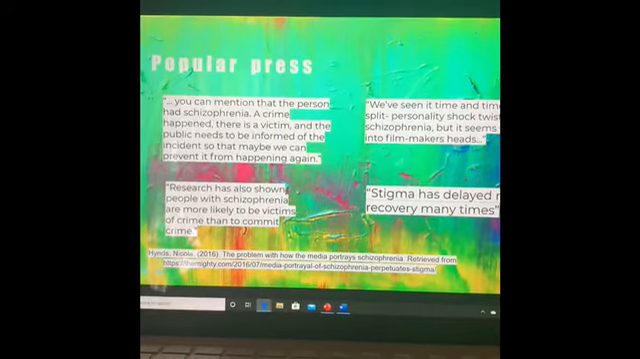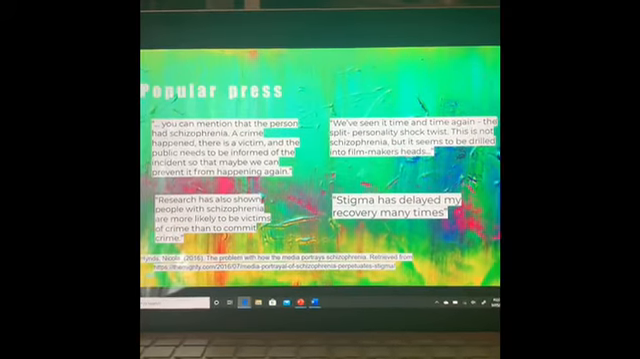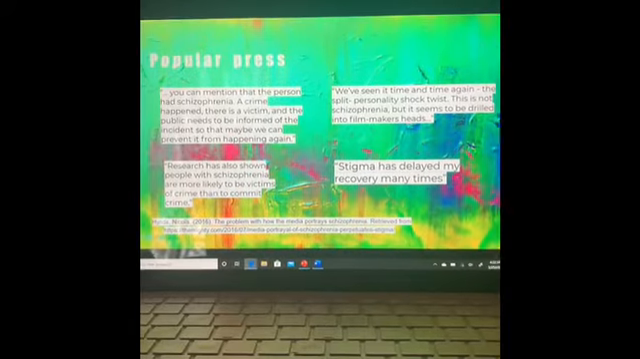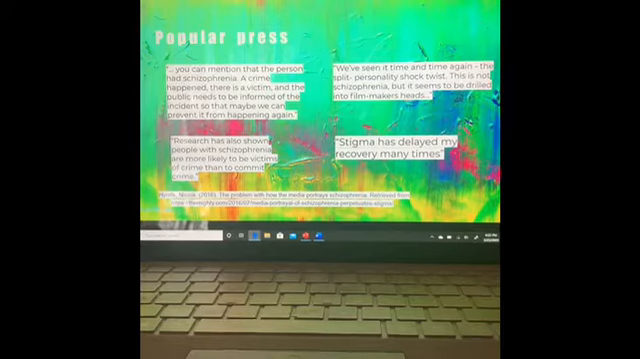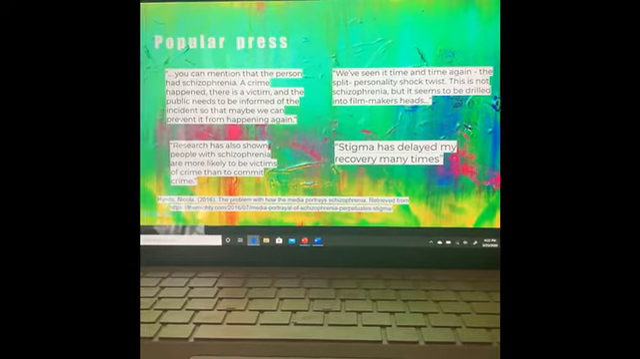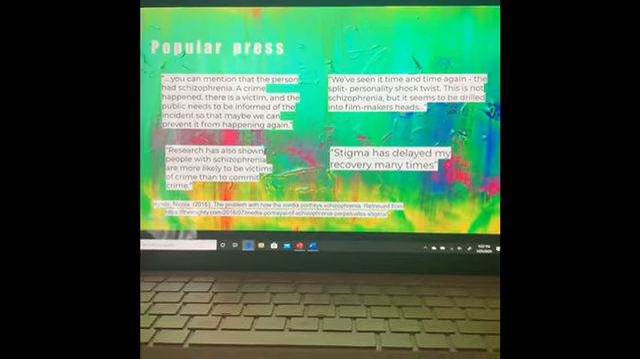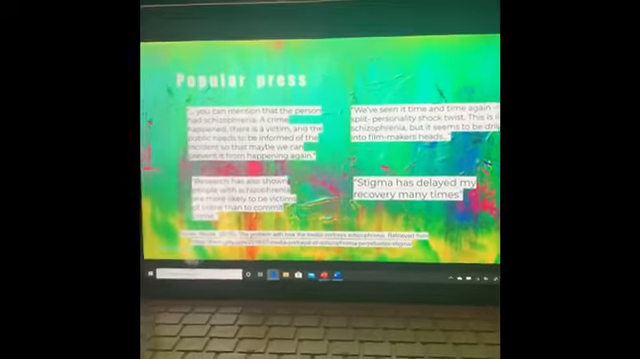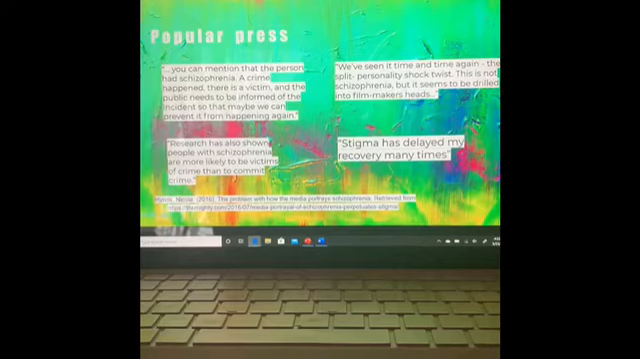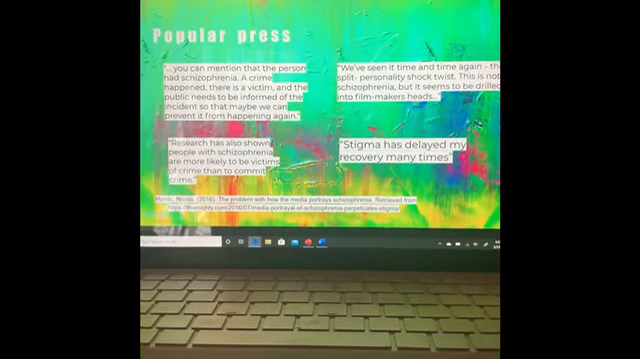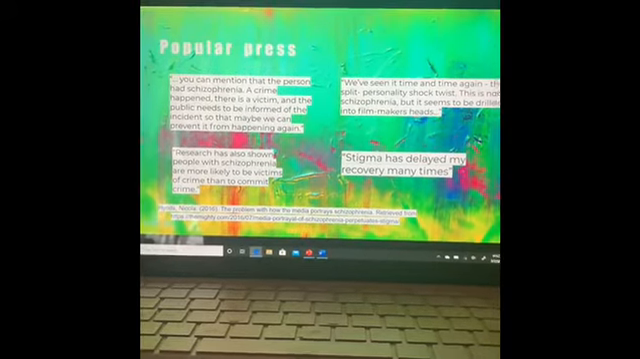So for the popular press, I got my article from a girl named Nicola Hines, and she actually has schizophrenia, but this was her reflection about how media portrays people with schizophrenia. She said that a lot of headlines include things like paranoid schizophrenic murders in cold blood, and that you can mention that a person had schizophrenia, a crime happened, and there's a victim, and the public needs to be informed so that they can keep it from happening again.